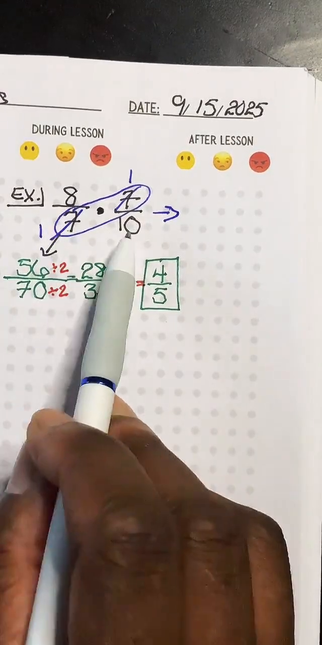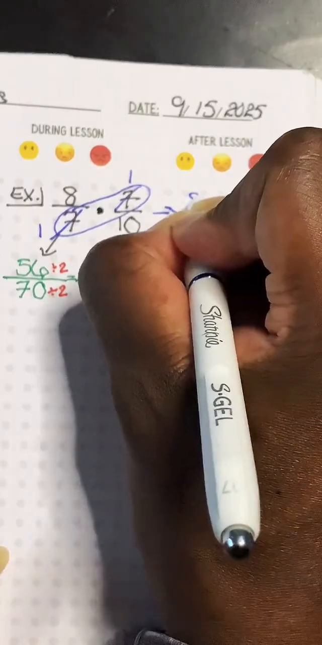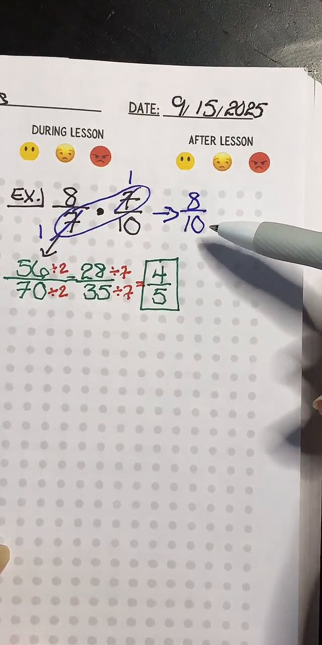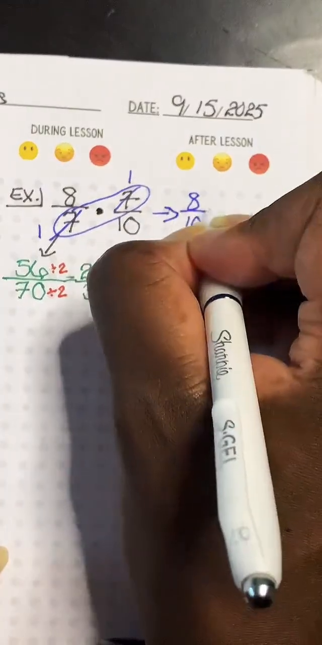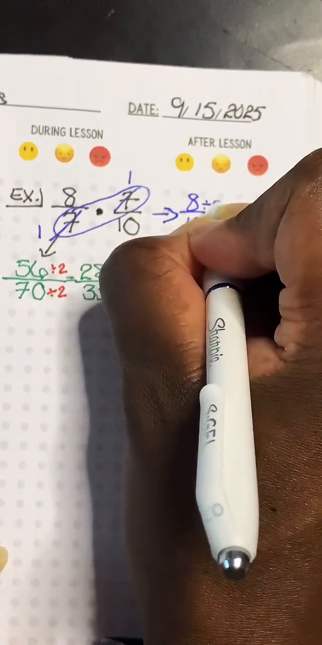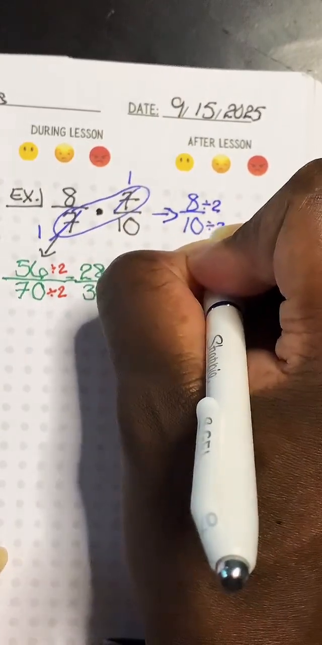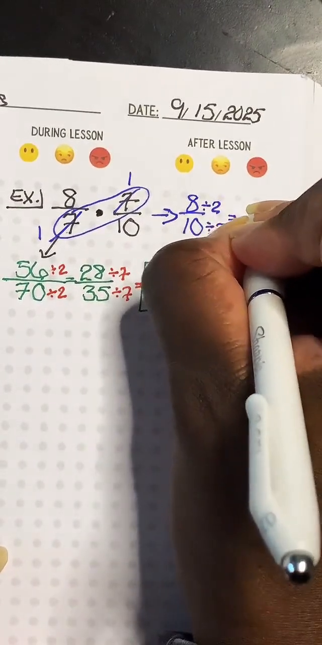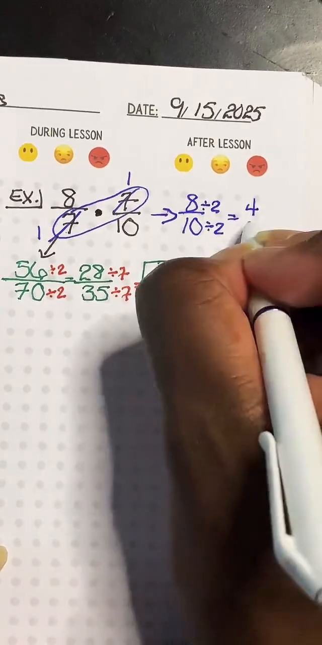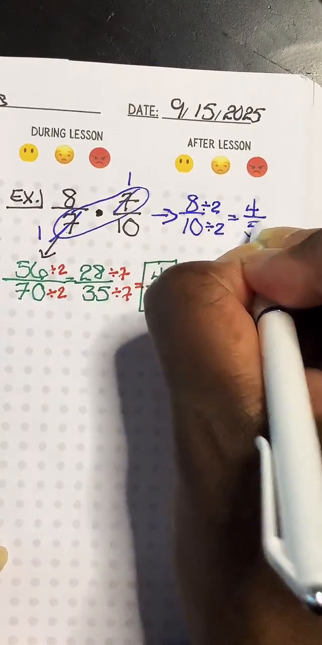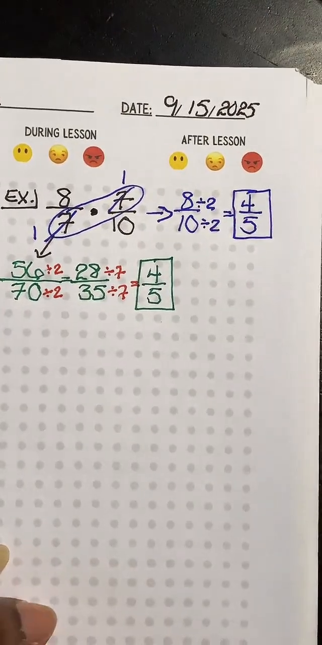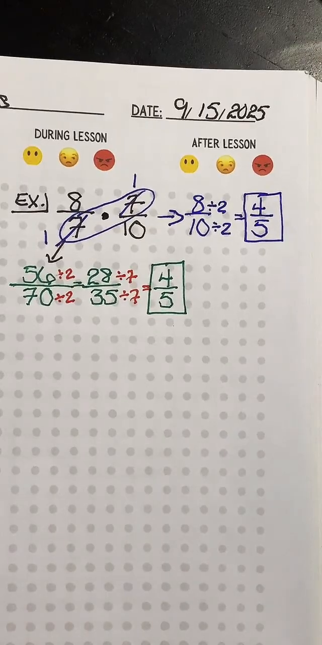Now I have 8 over 10. Now again, 8 and 10 are both even numbers, so they should be able to be divided by 2. That's how we reduce our fractions. So 8 divided by 2 gives me 4, and 10 divided by 2 gives me 5. Isn't that so much nicer? Right? Isn't that so much nicer?